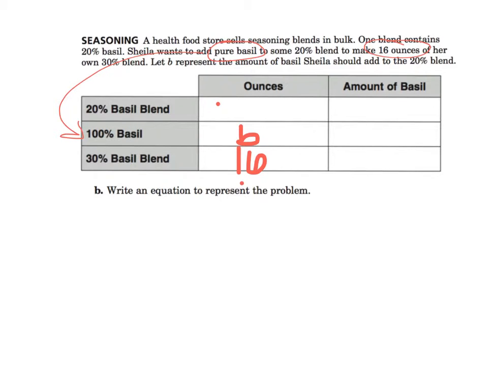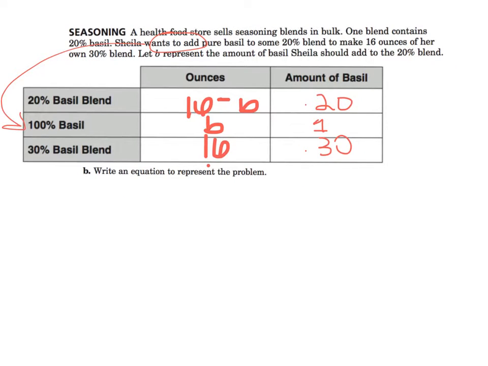And then my favorite part of this is always this third column over here. We are taking our amounts and putting them into decimal form because it wants to know the amount of basil in that blend. So there's 20% in this first one, and that in decimal form is 0.20. For the 100% basil, that is 1 because 100% is 1 whole. 30% becomes 0.30.